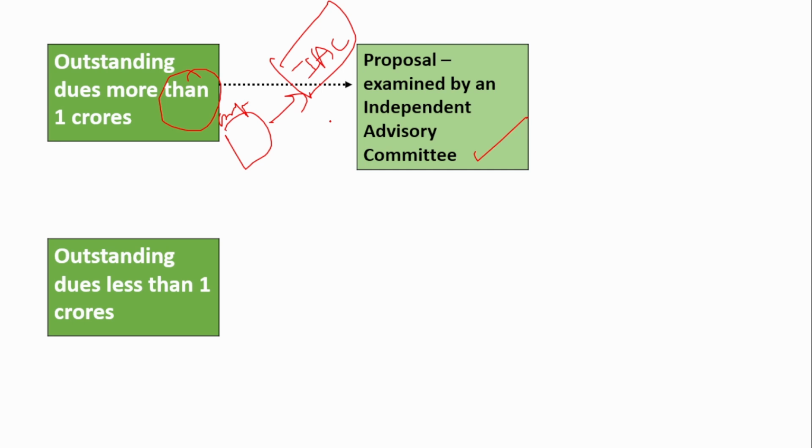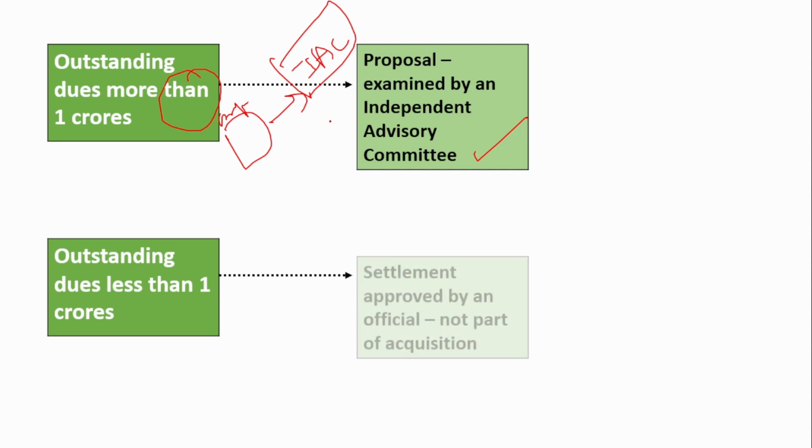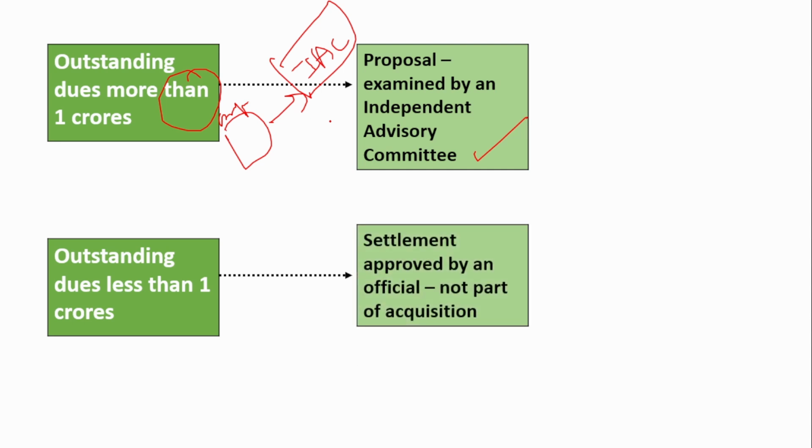Next is if the outstanding is less than 1 crore, then the person who will approve the settlement should not have been part of the acquisition. Okay, so when the acquisition of this loan was made, this member should not have been part of it. Only that person should approve the settlement. Okay, remember in case of 1 crore and above outstanding, an independent advisory committee is involved, but in case of dues less than 1 crore, just a person is involved, who is not part of the acquisition.